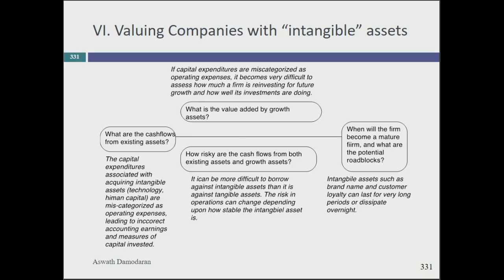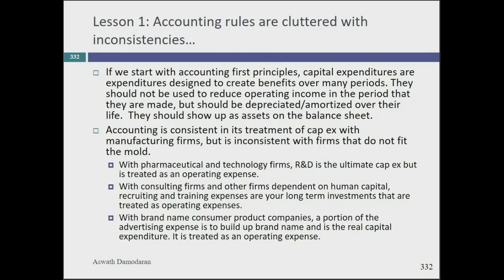You know what makes it difficult to value companies with intangibles is the accounting is all messed up. In what sense? The earnings are really not the earnings because your biggest capex is an operating expense, R&D. And if you expense R&D, everything gets screwed up. Your income, your invested capital, your return on capital get screwed up. Every aspect of valuation becomes more difficult. So your big problem with valuing intangible assets is not that we don't know how to do it, it's the accounting is screwed up. So let's look at the basic inconsistency.